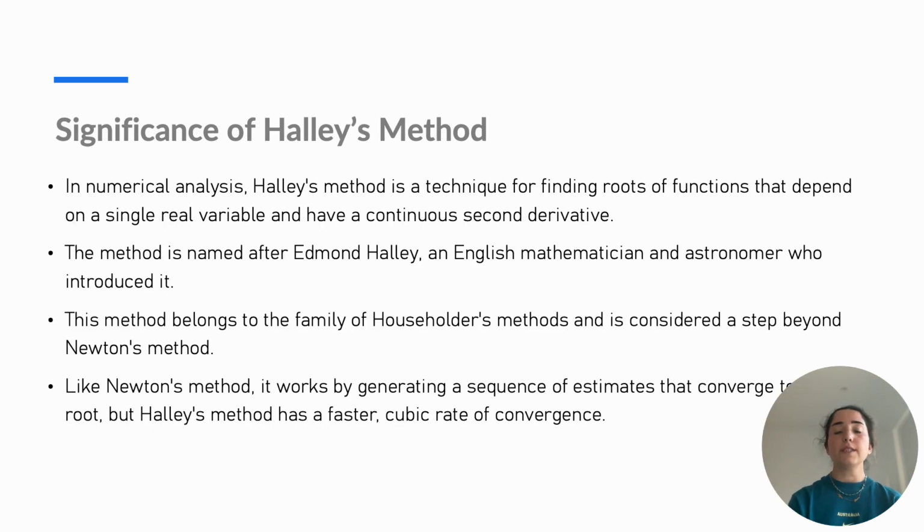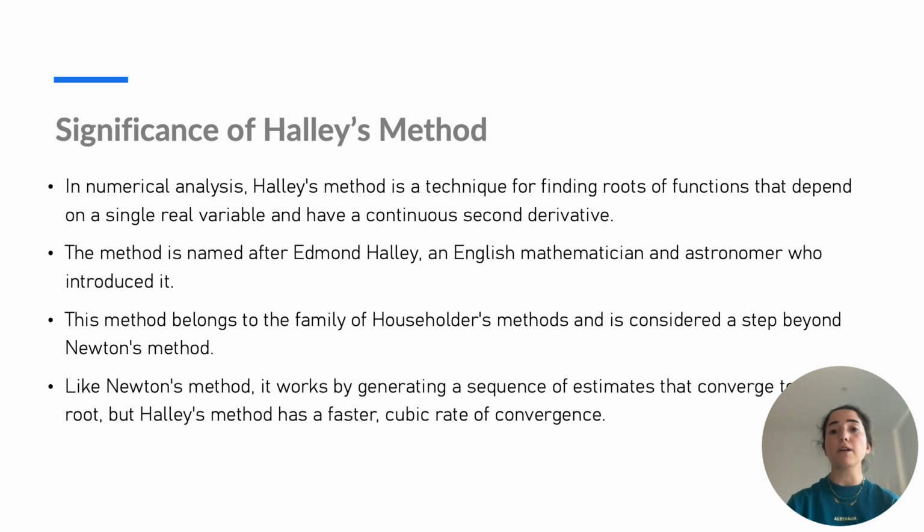As we discussed in our previous slide, Halley's method is designed to find the roots of a function, that is, the values of x that make the function equal to 0. It applies specifically to functions of one real variable that have a continuous second derivative. The method is named after Edmund Halley, the English mathematician and astronomer. He introduced this method as an improvement over Newton's method.